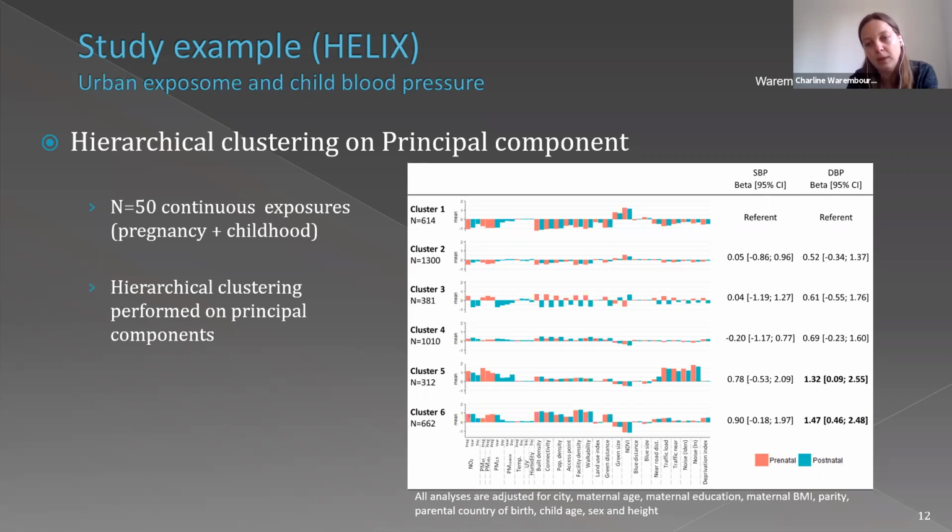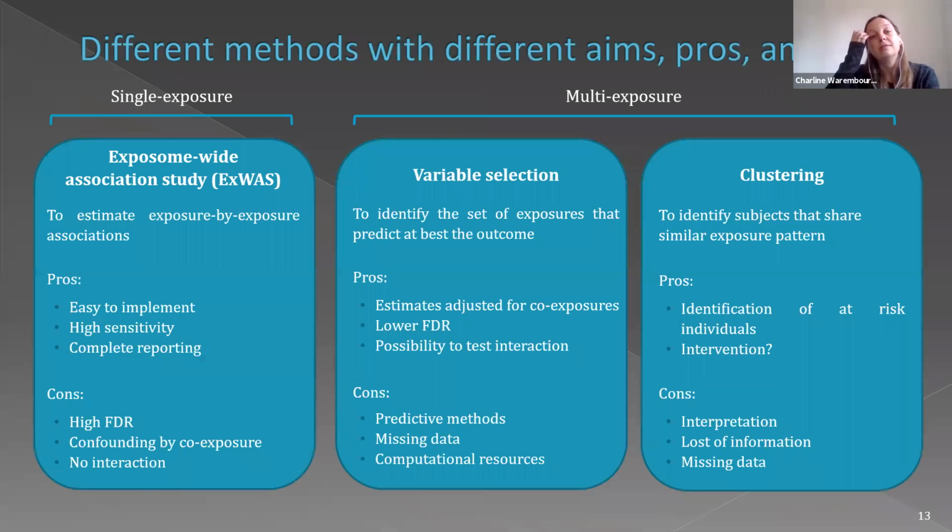And what we found is that when we use this cluster variable in a linear regression, we obtain that children in cluster 5 and cluster 6 show significantly higher blood pressure than the children in cluster 1. So with this study, we used 3 different statistical approaches, but these methods had different aims and also different advantages and limitations.